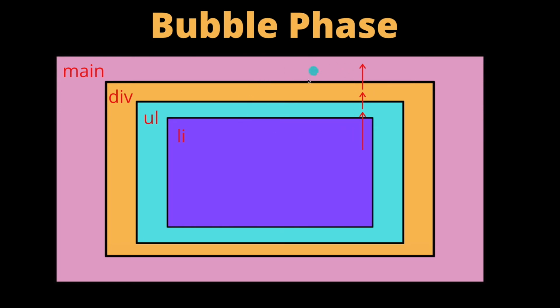Most modern browsers by default only handle events during the bubble phase. But this is just half the story, because there's another phase that actually happens before the bubble phase. Before I come to that, I want to show you how to stop the event bubbling.